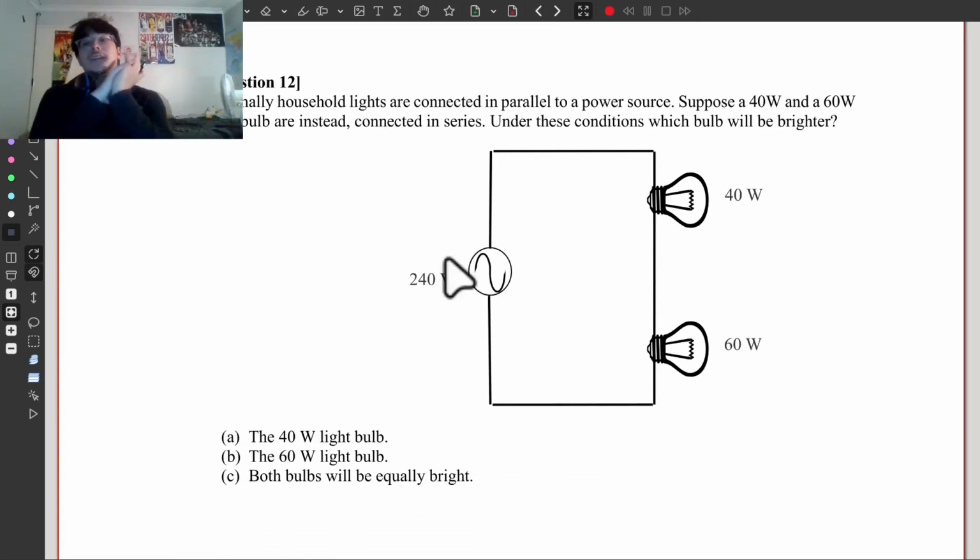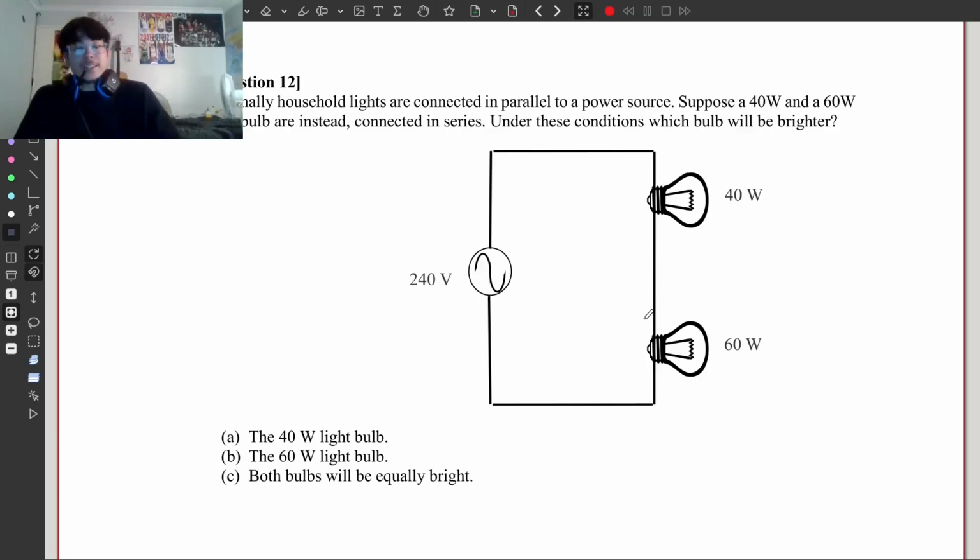Now, next question here. Normally, household lights are connected in parallel to a power source. Suppose that we have a 40-watt and 60-watt light bulb instead connected in series. Under these conditions, which bulb will be brighter? Okay, so normally with circuits, we would have a DC current, so a direct current, meaning that it would just be coming out of a battery or whatever. But instead, we have an alternating current. And what we need to know is that whether it's an alternating current or a direct current, the analysis of resistors is the same. So we don't have to worry about anything being different.